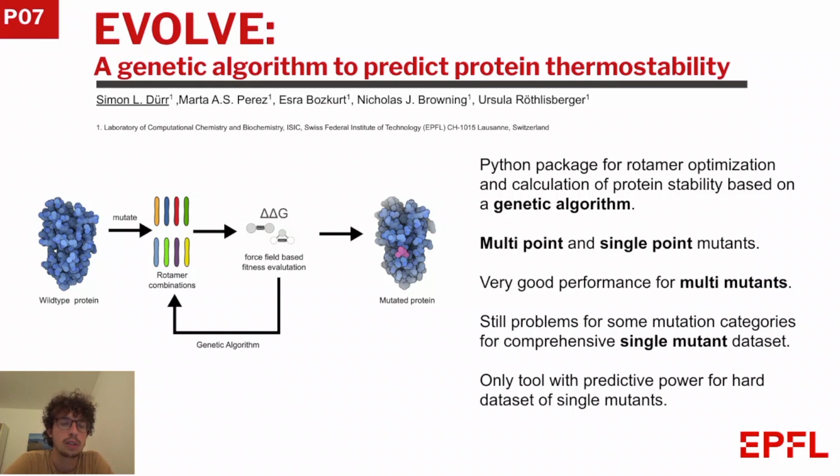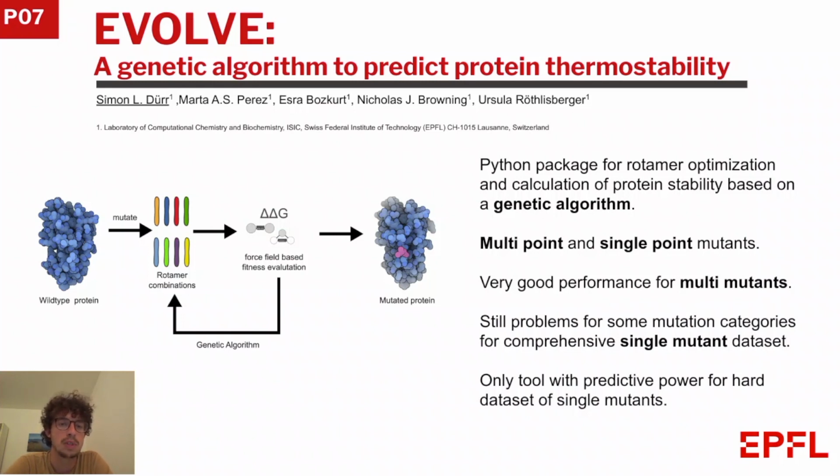This work is titled Evolve, a genetic algorithm to predict protein traversability. We present a Python package that we have been developing in our lab that allows you to do rotamer optimization using a genetic algorithm. The rotamers are optimized for optimal protein traversability, and here we developed a force field based fitness evaluation that is evaluated on the GPU. So this whole procedure is very fast. You can screen many rotamer combinations in a short time.